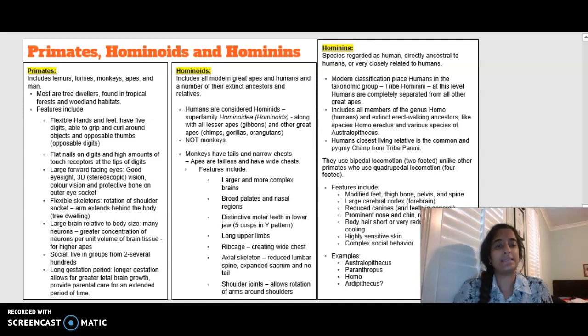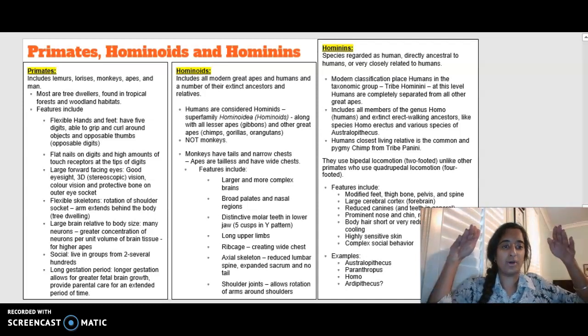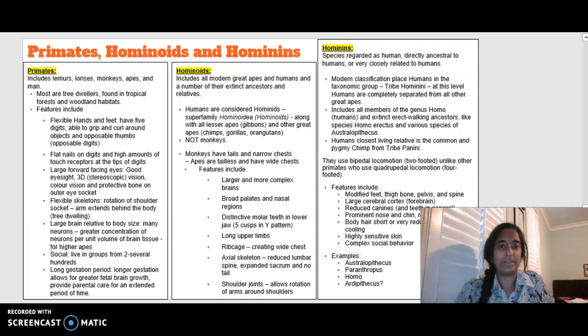So when you see these categories, I want you to think of primates being overarching, and then we've got hominoids, and then we've got hominins. So primates include basically all of our apes and monkeys. So it includes lemurs, lorises, monkeys, apes, and man. It is our overarching classification. So most primates are tree dwellers. They were found in tropical forests and woodland habitats, and they have numerous features that we focus on.